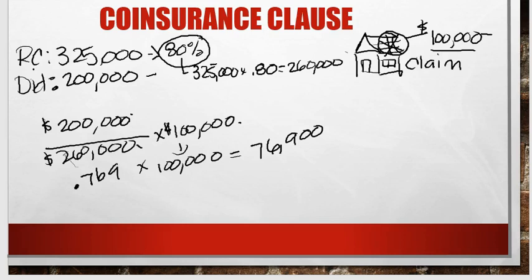This means that since we did not insure the home for at least 80% of the replacement cost value, we are not going to get 100% of the claim. We're only going to get $76,900 to pay off the damages. The rest is up to us.